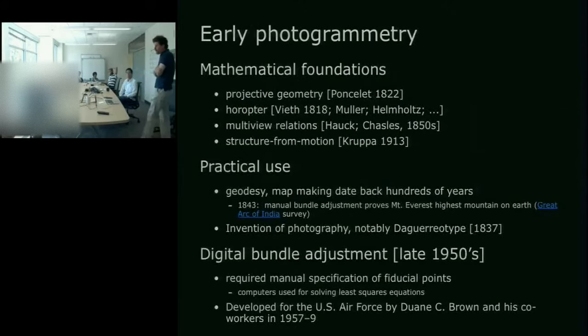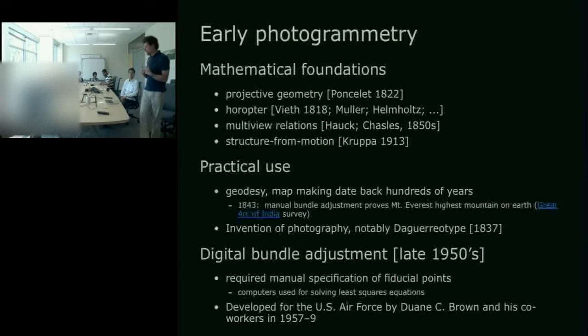Okay, so in parallel with computer vision, and actually predating a lot of computer vision, is photogrammetry. Photogrammetry is basically the science of measurement from optics, from some optical observation. I'm sidestepping the word image because photogrammetry in some sense predated photography. So the mathematical foundations go back to the early 1800s: Poncelet's invention of projective geometry, things like the horopter, multi-view relations, and so forth. I'll cover some of these later in this talk in the context of other computer vision breakthroughs. But the mathematics goes back a long way.